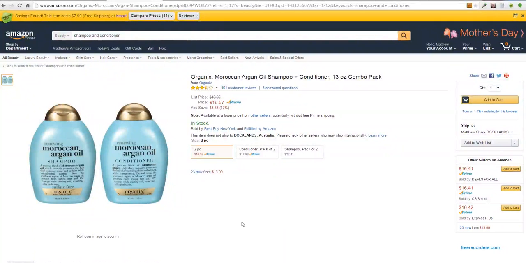So someone's created this listing and combined the shampoo and conditioner together because obviously people purchase the shampoo and then they purchase the conditioner. So instead of purchasing the shampoo in one listing, then searching for the conditioner in another listing, this listing allows customers to purchase the two items together, and it just saves them time and makes it more convenient for them.